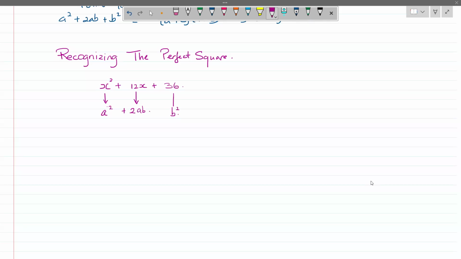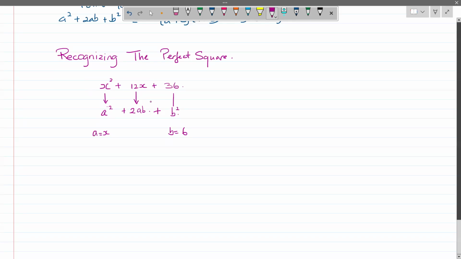All right, so let's look at recognizing the perfect square. If we have a quadratic, for us to be able to recognize the perfect square, we're using our understanding of the formula for the perfect square, which is a squared plus 2ab plus b squared. So we could take that quadratic and say, okay, if this is a squared, then a here is going to be x, right? Because the square root of x squared is x. And then if 36 is b squared, then b is going to be 6. Everybody agree with that?